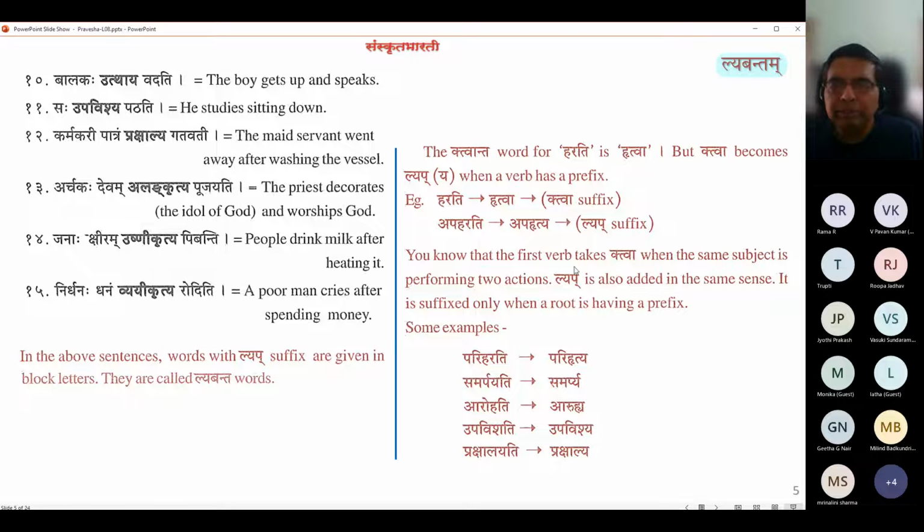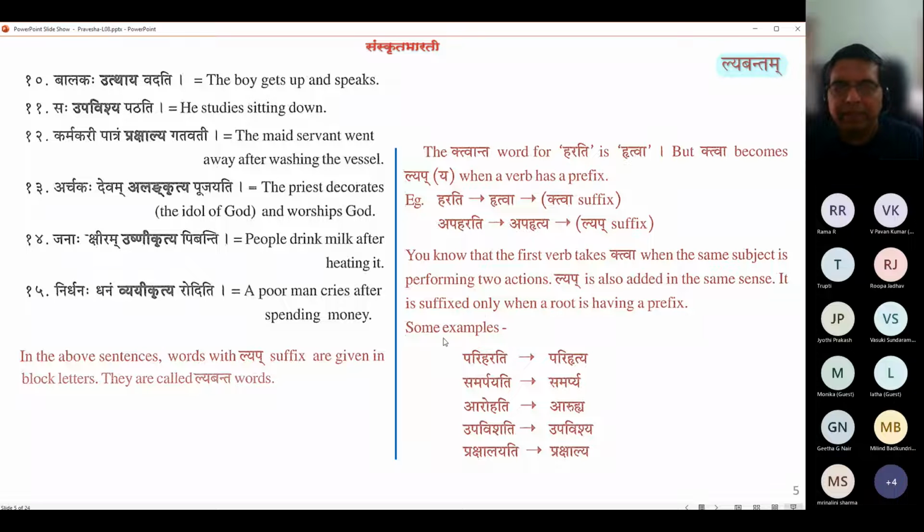You know that the first verb takes tva when the same subject is performing two actions. Lyap is also added in the same sense. Otherwise, there is no difference for lyap from tvanta. All the other technicalities are common. It is suffixed only when a root has a prefix, and the prefix can be beyond just upasargas.